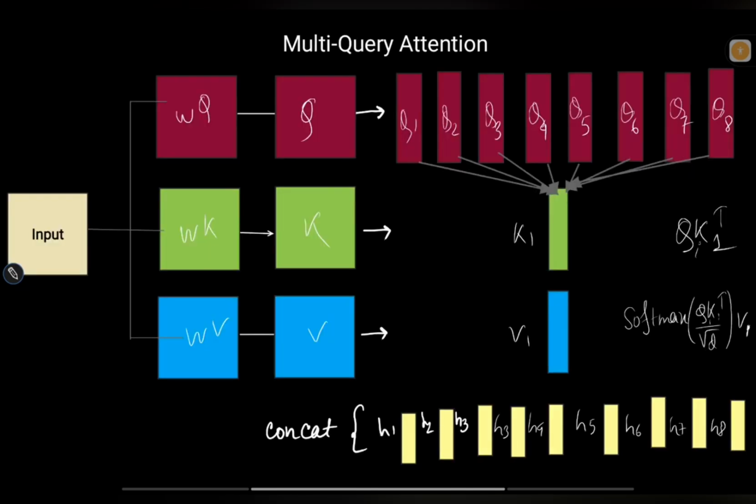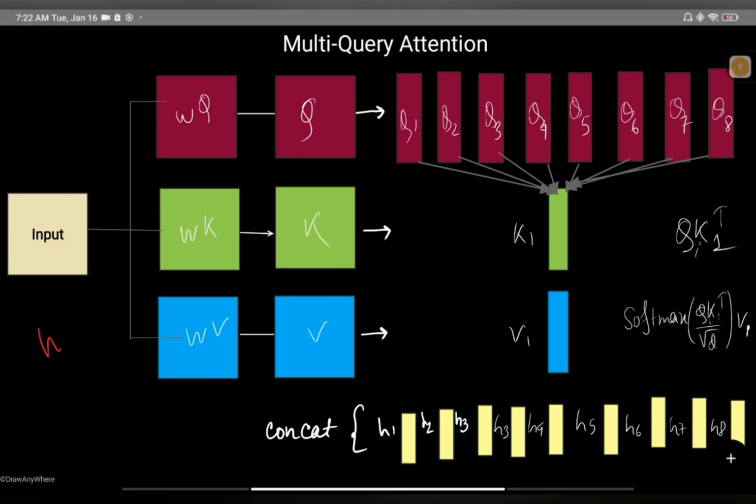So in multi-query attention, we split only the Q into multiple heads. For this example, we are using 8 heads, just for illustrative purposes. So we split the Q into different heads from Q1 to Q8, and after that we keep the K and V matrices as they are, and we name them K1 and V1.